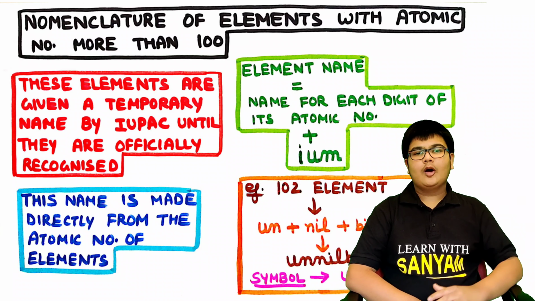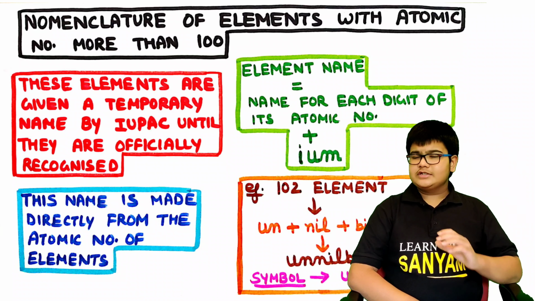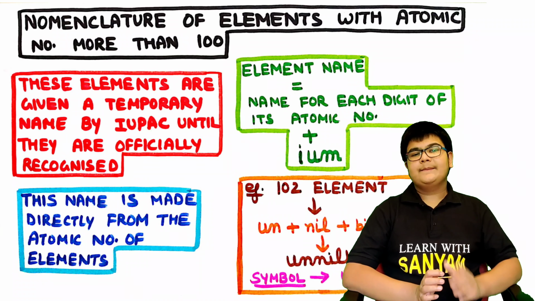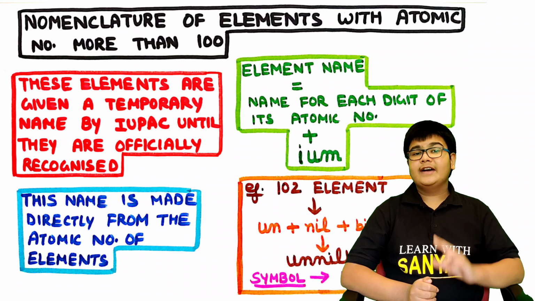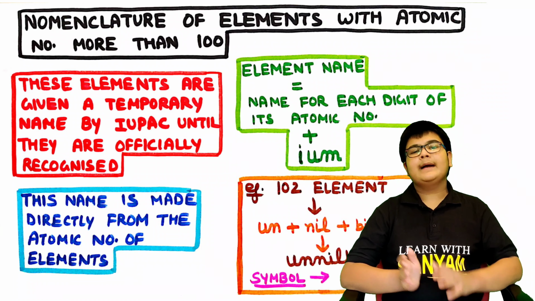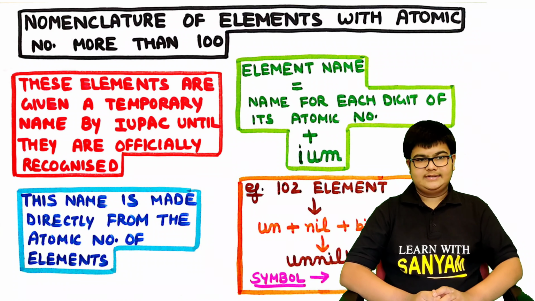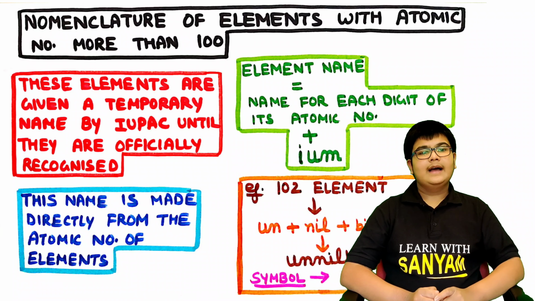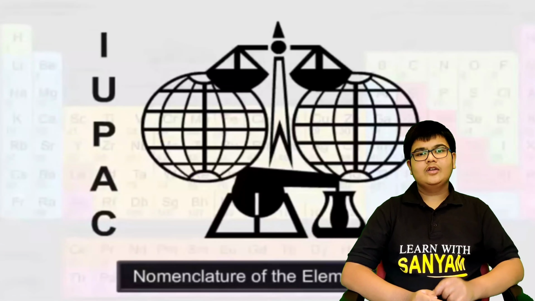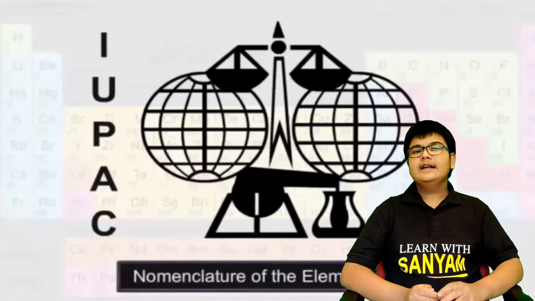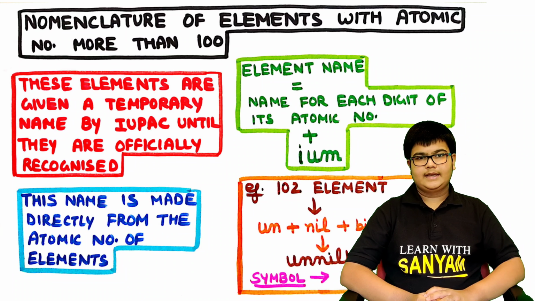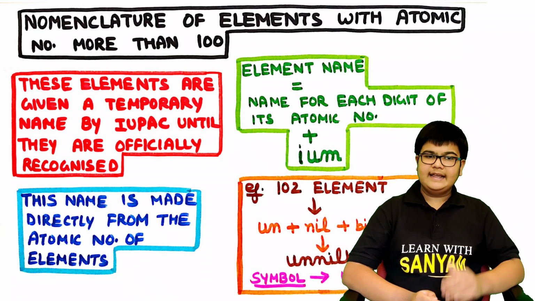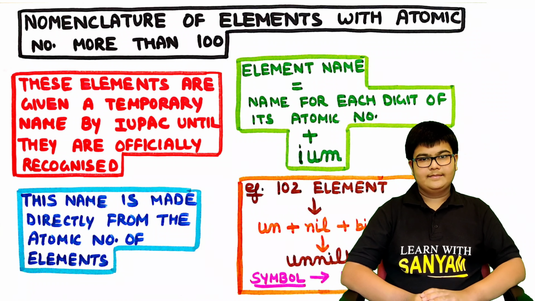Now let's understand the nomenclature of elements with atomic number more than 100. So sometimes the same element can be given different names by different nations. For example, the element 104 was given a different name by the Americans and a different name by the Russians. So to solve this problem, IUPAC, that is the International Union of Pure and Applied Chemistry, gives a temporary name to the elements until they are officially recognized. And this temporary name is made directly from the atomic number of the element.